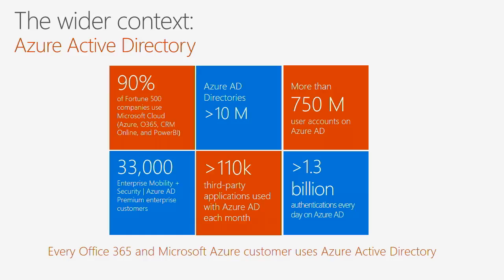And the key statistic for me here is the one in the bottom right-hand corner, where you've got basically over 1.3 billion authentication requests every day. And that number is just increasing. It's a big service. So if you stand up a tenant in Azure, or if you have an Office 365 tenant, you have Azure Active Directory in the background.